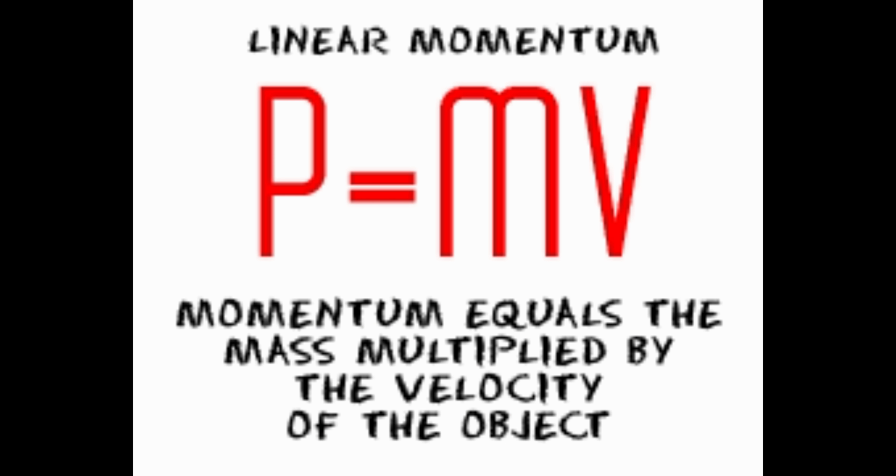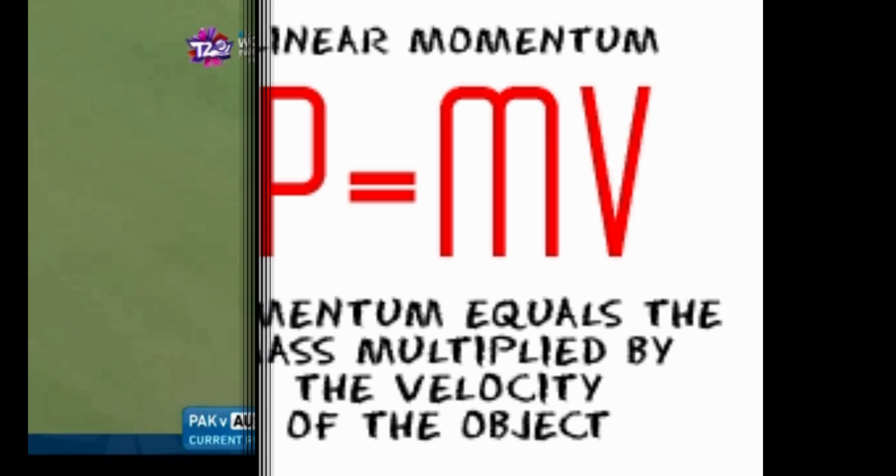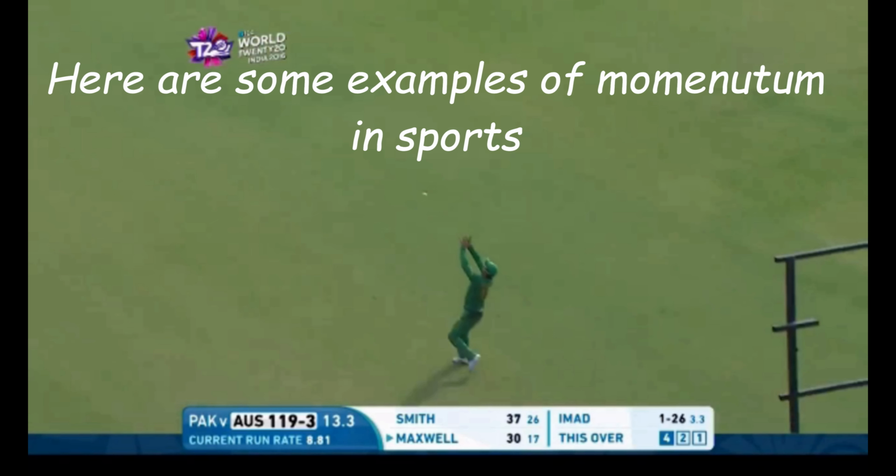How to calculate momentum. The formula for momentum is P equals mv. Here are some examples of momentum in sports.